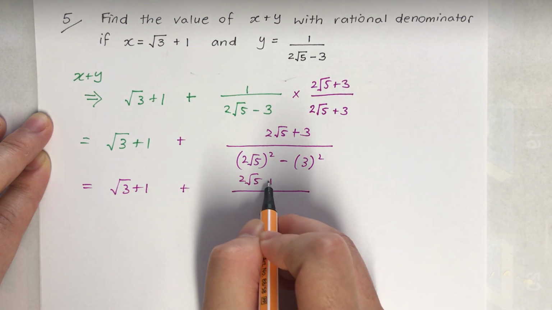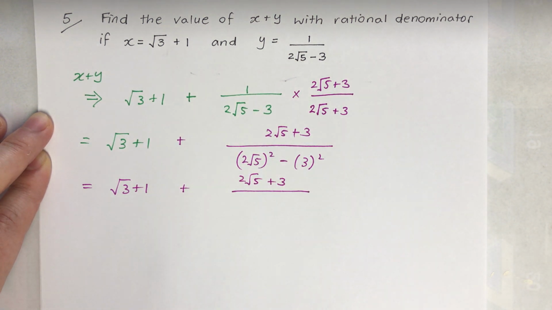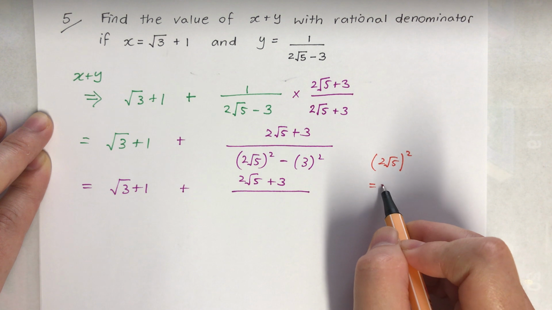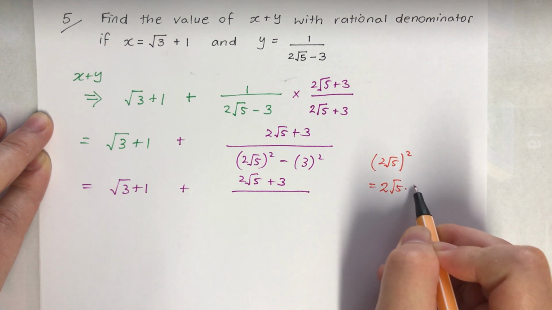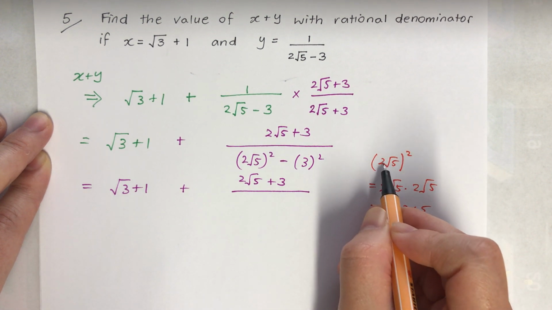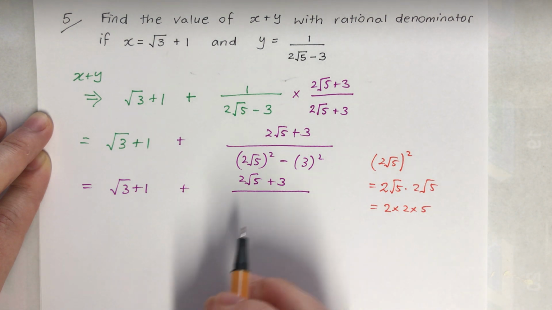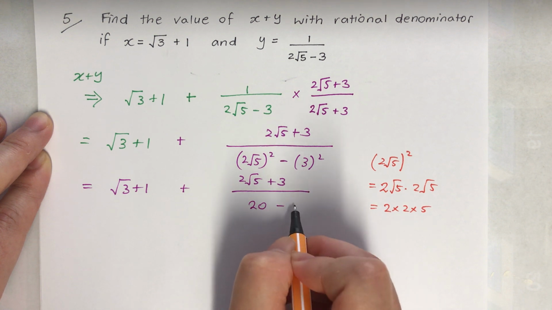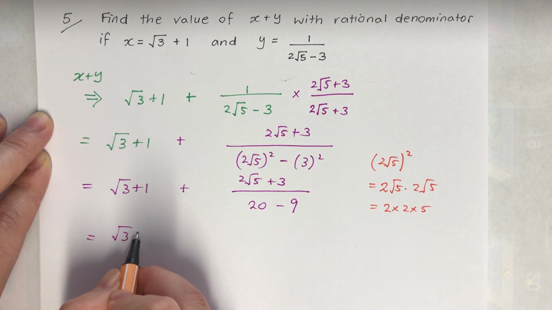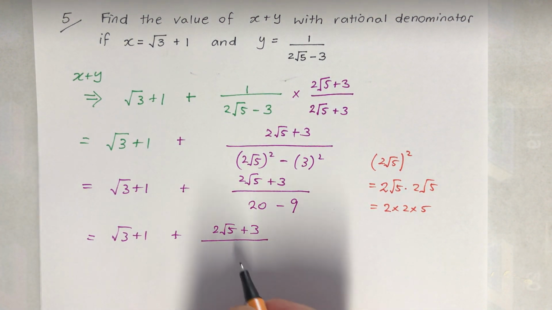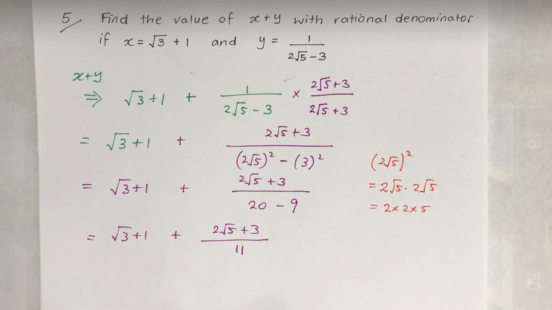2 root 5 plus 3. Now, what's this going to be, guys? What's that? 2 root 5 squared. That just means what? 2 root 5 times 2 root 5. Or you can just think of it as 2 times 2 times 5. Because if you square root 5, it would be 5. So, what do we get here? It will be 20 minus 3 squared, 9. Root 3, I'm going to continue. 2 root 5 plus 3 over 11. Excellent. And then I'm going to make the 11 my common denominator.